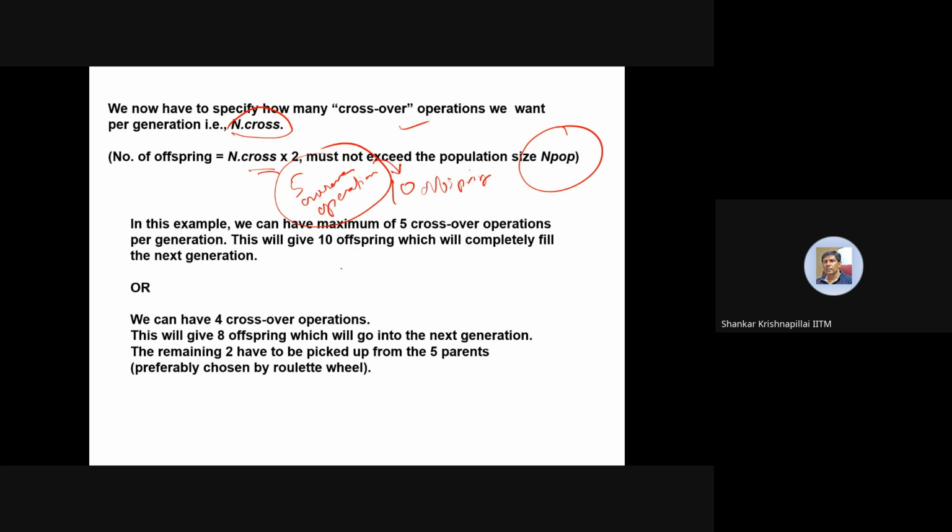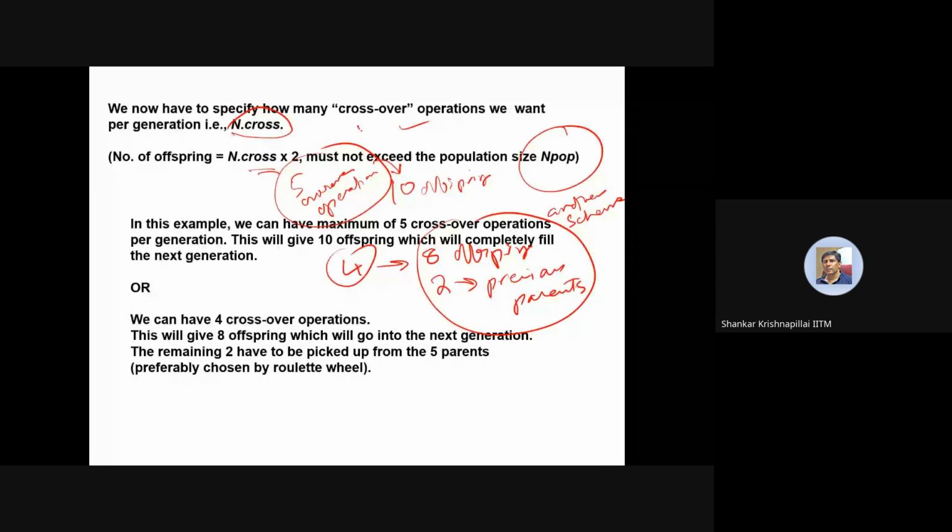Another option is that you can have 4 crossover operations, which will give 8 offspring. Then the remaining 2 are taken from the previous parents. So this is also another scheme.